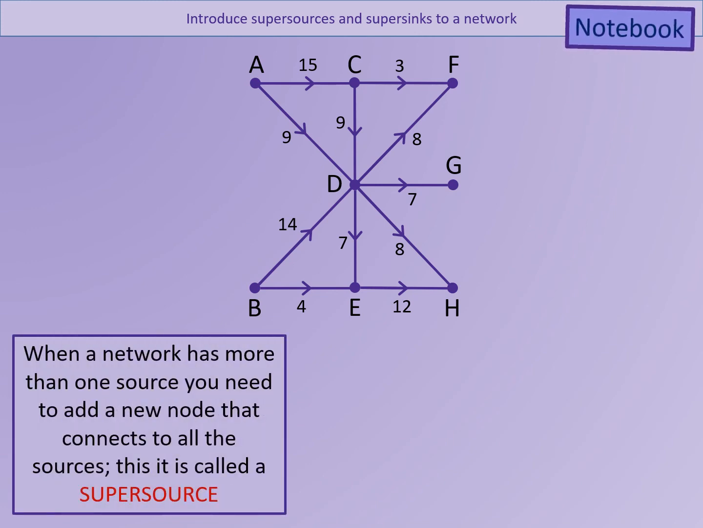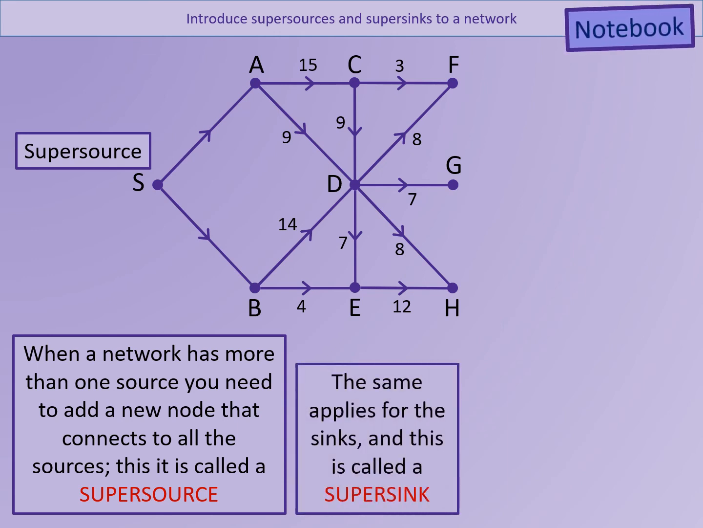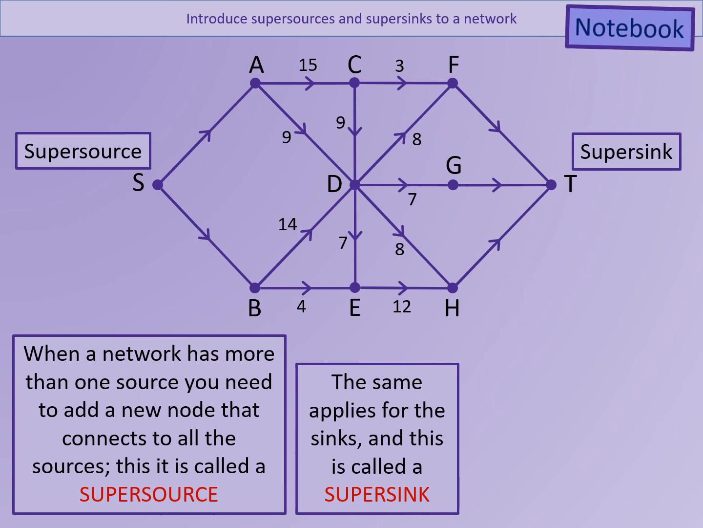So if a network has more than one source, what we can do is add an extra node and call this a super source, and that links into all of the existing sources. So in this case, A and B are the two sources to this network. So we are going to add S, call that super source, and link S into A and B. We can also do the same if we've got multiple sinks. So here we've got F, G and H are all sinks for this network. So we can add a super sink, call it T, where they all flow into that node.